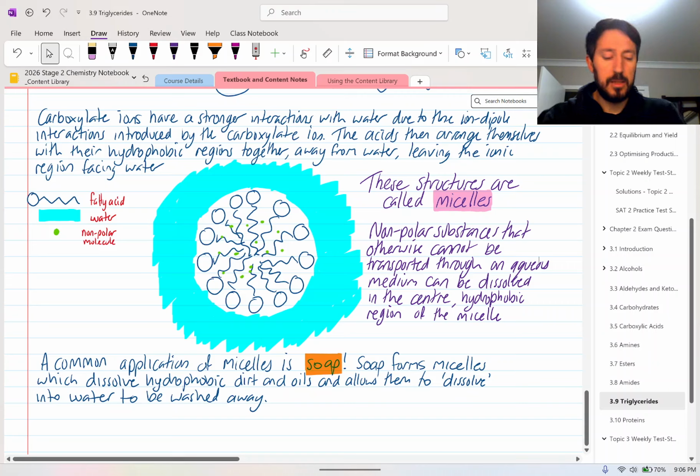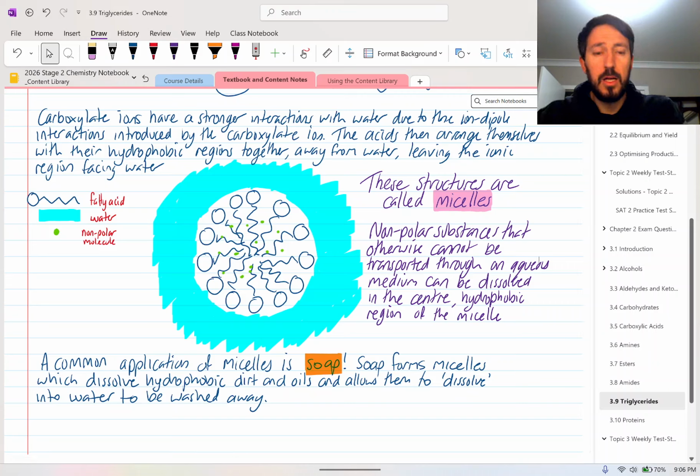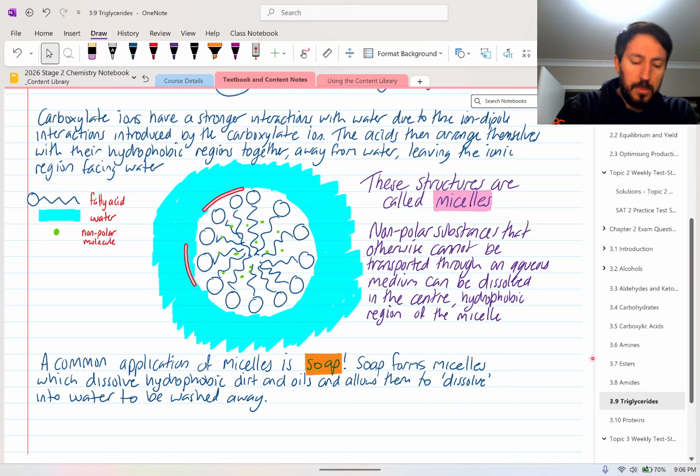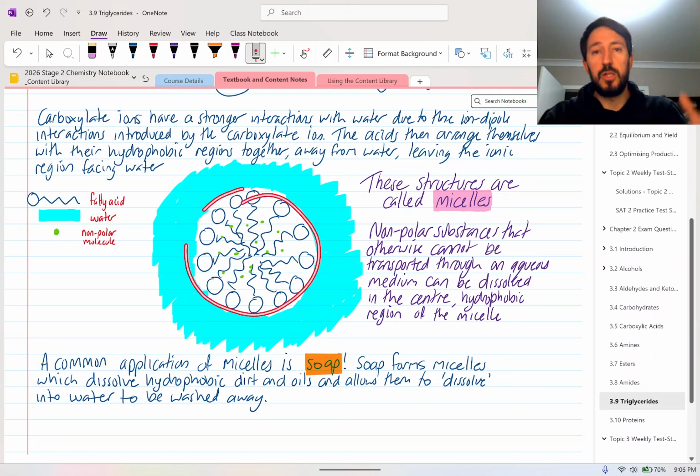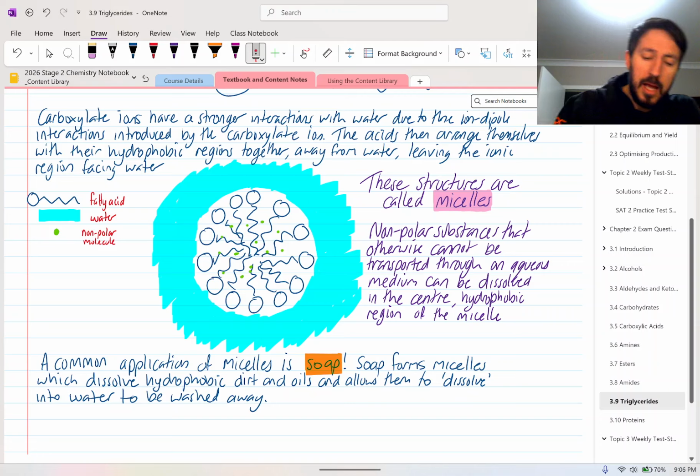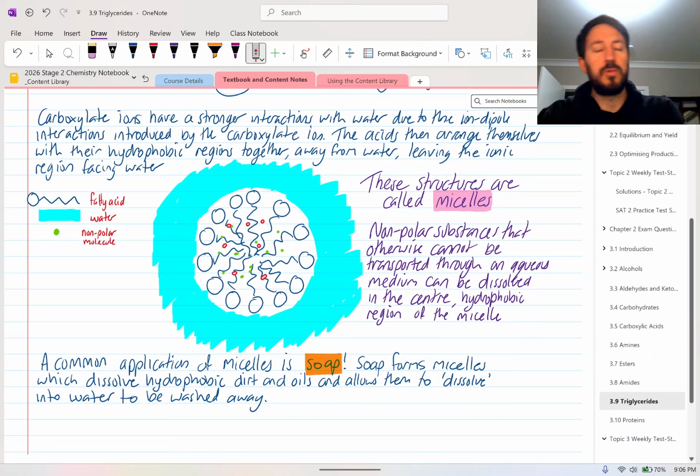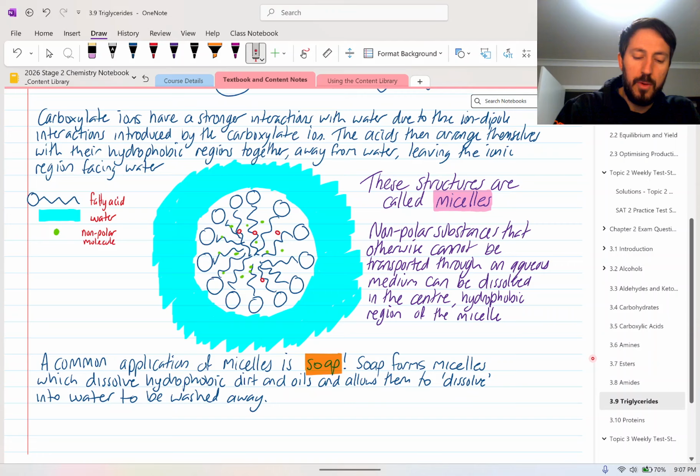Soap, when you're using it, forms micelles. What it does is these little droplets, these little micelles, will essentially dissolve or disperse in water. And what they'll do is they'll carry around these non-polar molecules, for example, dirt or grease. And that means that they can be carried around throughout the water by these micelles.